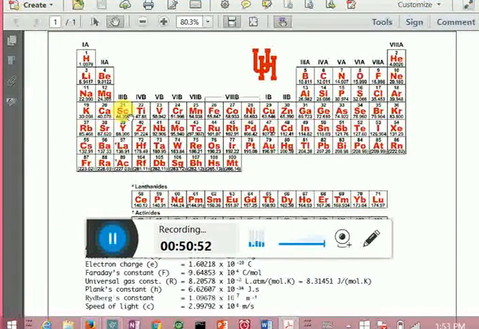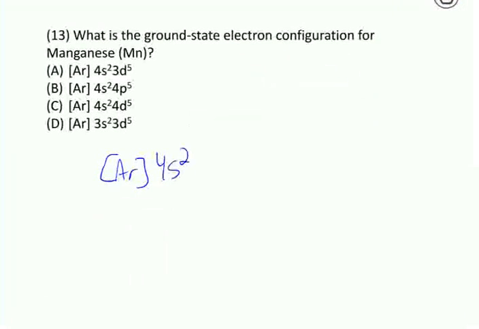So remember, this is the n-1 d that's here. So it's 3d, 1, 2, 3, 4, 5. Then we stop at manganese as the 5th element in that block. So it's going to be 4s2, 3d5. And that corresponds to choice A.